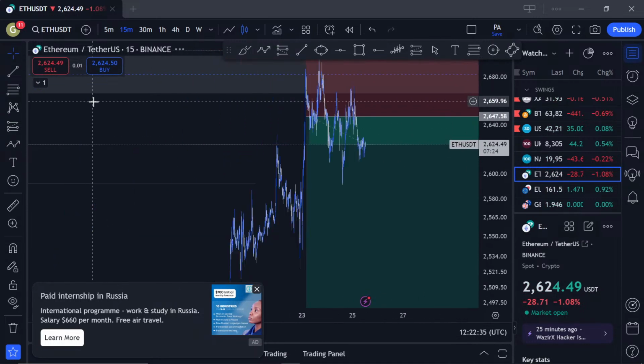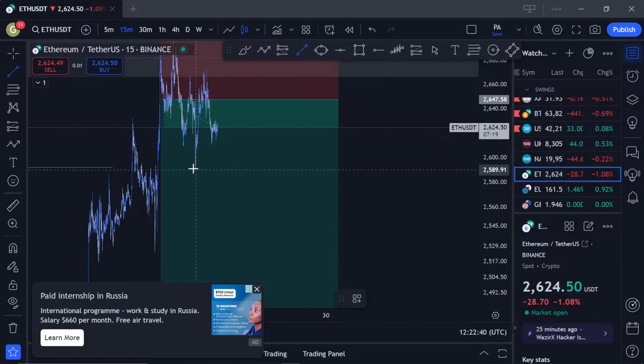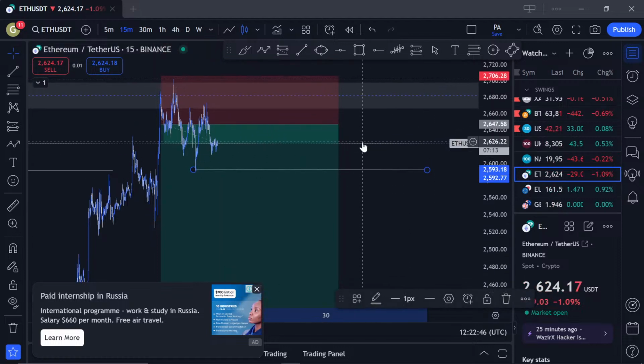This Ethereum USD. I already closed this trade yesterday when the market came back to this level. I actually closed this trade already, so I'm no longer holding a position here. Let me just clear it off.